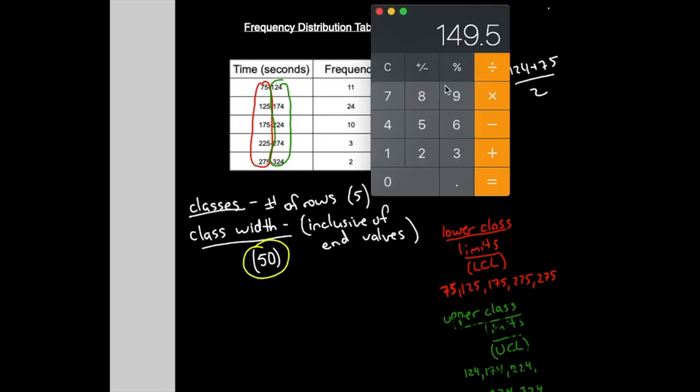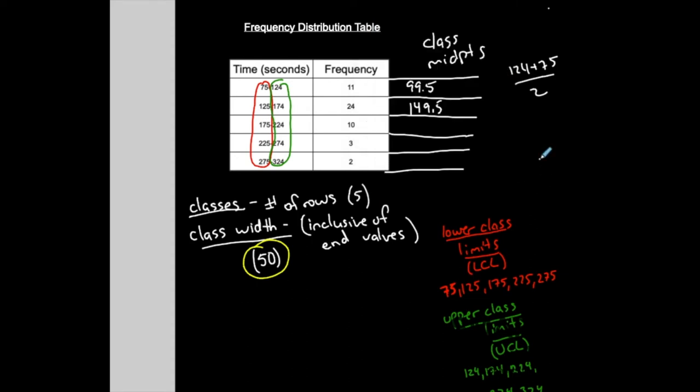Do the same thing for the third. 224 plus 175 divided by 2 is 199.5. And I want you to tell me if you see a pattern. Is there a pattern? 149.5 minus 99.5 is 50. 199.5 minus 149.5 is 50. So is that a coincidence? No.